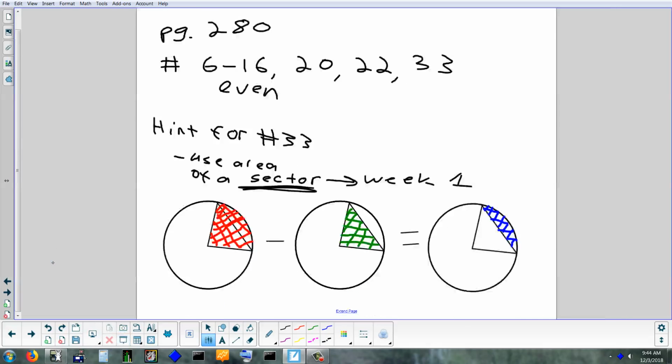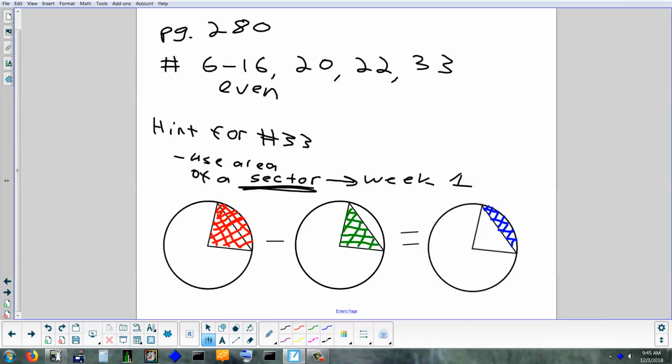All right, so the homework tonight is page 280, 6 to 16, just the evens, and then 20, 22, and 33. I'm giving you a hint for number 33. Number 33, they want you to find the area of this section in blue. That's the goal. They want to know the area of that little section in blue. Well, that's kind of a weird shape. We don't really have a formula to do it.